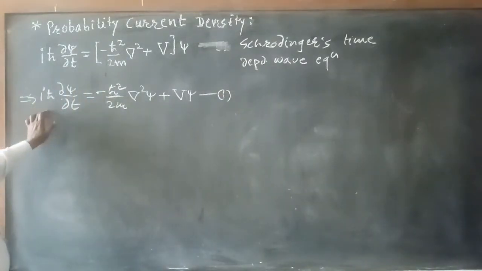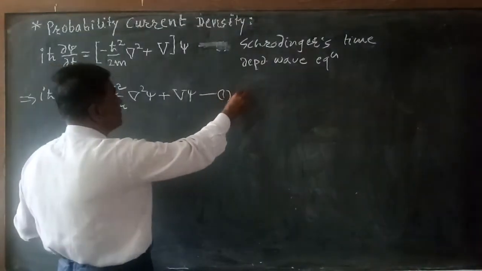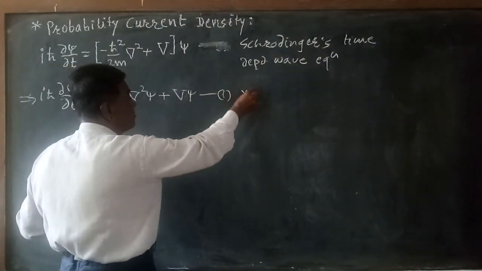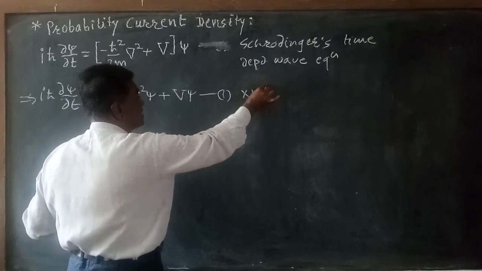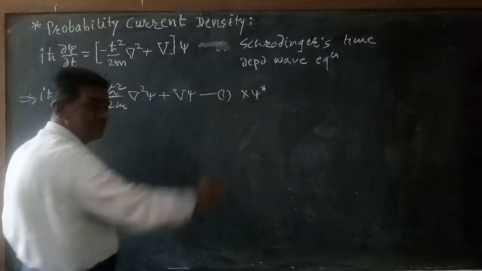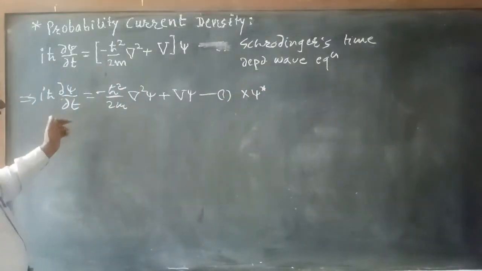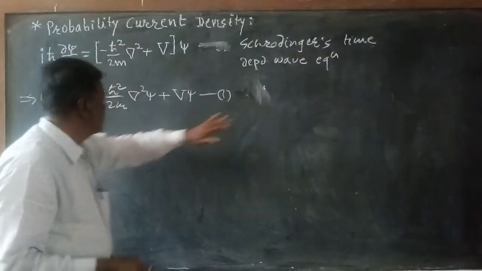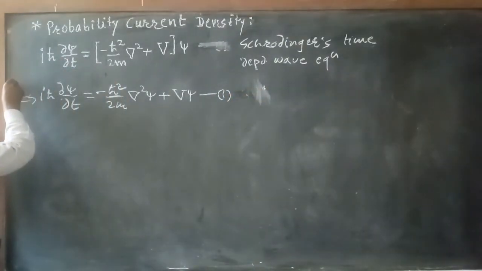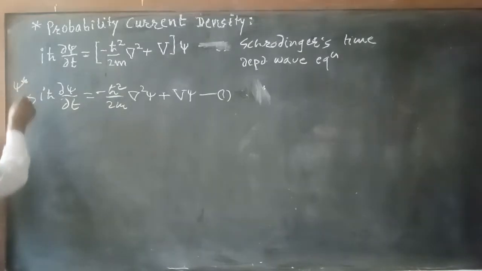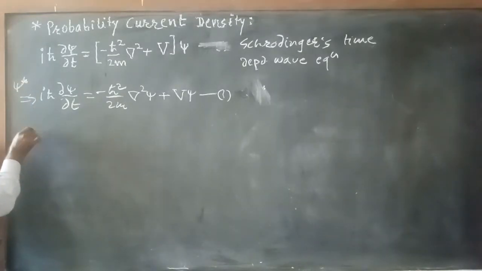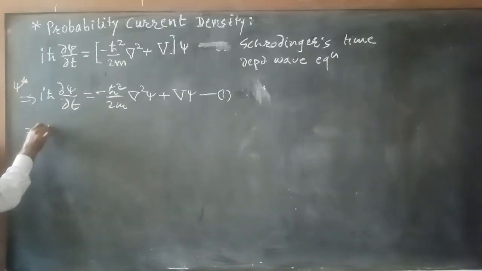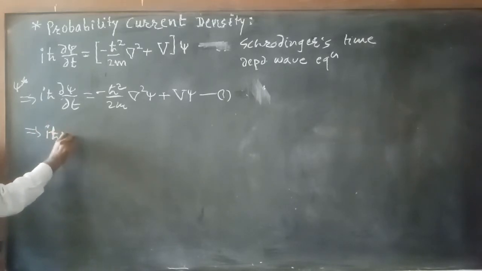Now multiply this equation by psi star. The psi star is nothing but the complex conjugate of the wave function. From the left, not from the right, we will multiply this equation by psi star. So, multiplying, i h cut is the constant quantity, take it as it is, and we take psi star.